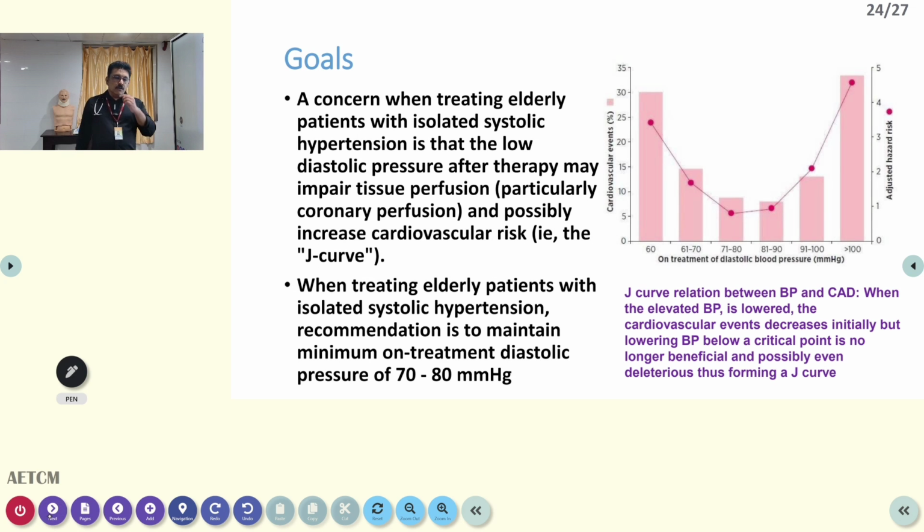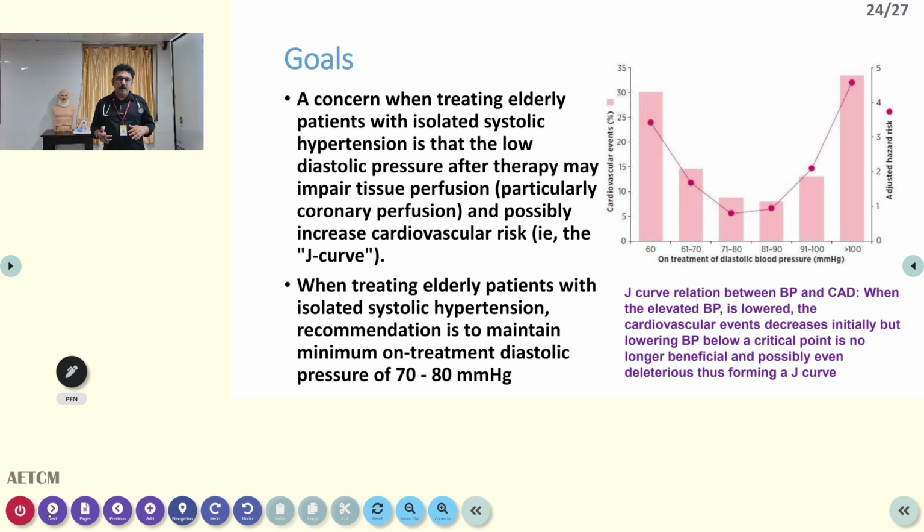There is something called the J-curve response. Normally, in our practice, whenever we see high BP, we start an antihypertensive tablet and try to reduce the BP as fast as possible. Actually, that is not required, and sometimes it can produce adverse effects. This is called the J-curve response.